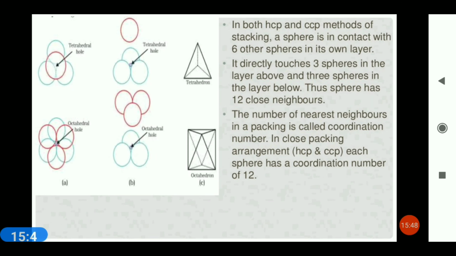In both HCP and CCP methods of stacking, a sphere is in contact with six other spheres in its own layer. It directly touches three spheres in the layer above and three spheres below. So, a sphere has 12 close neighbors. So, in both cases, HCP and CCP, the coordination number will be 12.